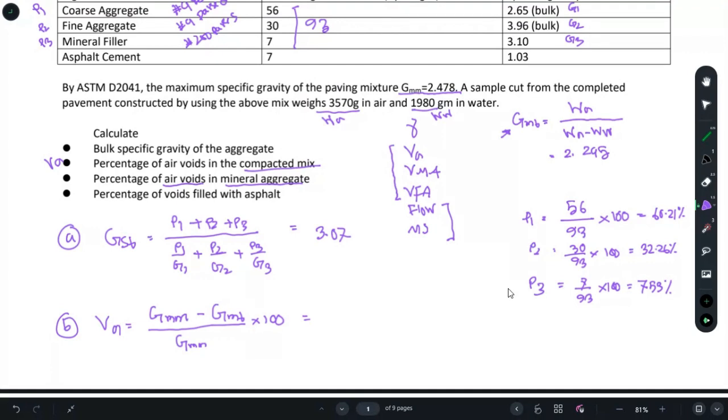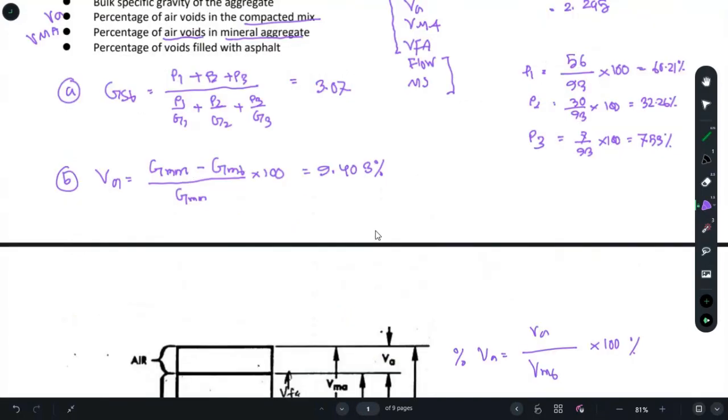So you have a GMM value of 2.478, and you have a GMB value of 2.245. From that you'll get a value of 9.403 percentage. Next we'll find out void in mineral aggregates.